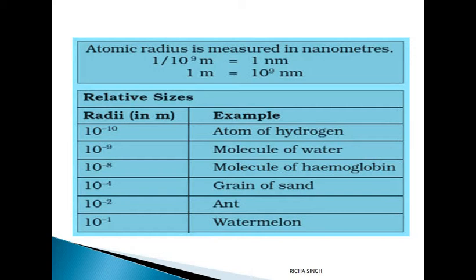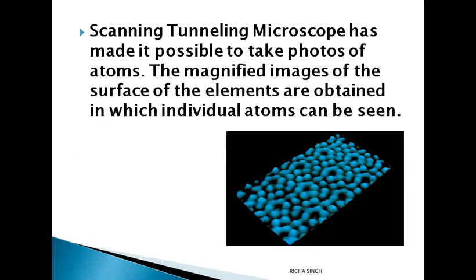Later on, the scanning tunneling microscope was invented, which made it possible to take photographs of atoms, where magnified images of the surface of an element are obtained, in which individual atoms can be seen. You can see here the picture representing the surface of silicon. This is the silicon surface, and here you can see each and every atom. So this term, scanning tunneling microscope, should also be included in your notes.